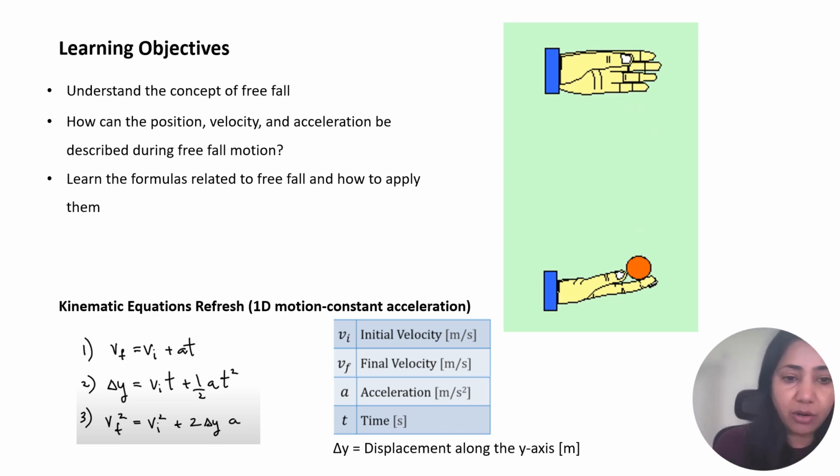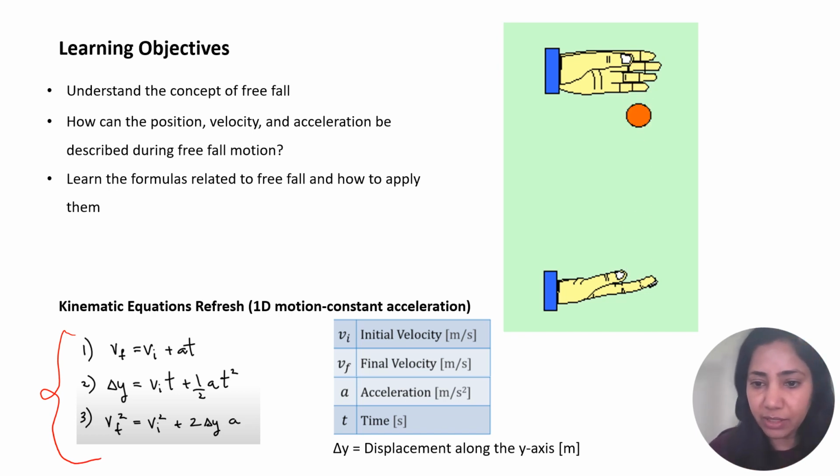So these are all the kinematic equations, and we have done these equations which give us the relation between the final velocity, initial velocity, acceleration, time, and the displacement, either along the y-axis or along the x-axis.